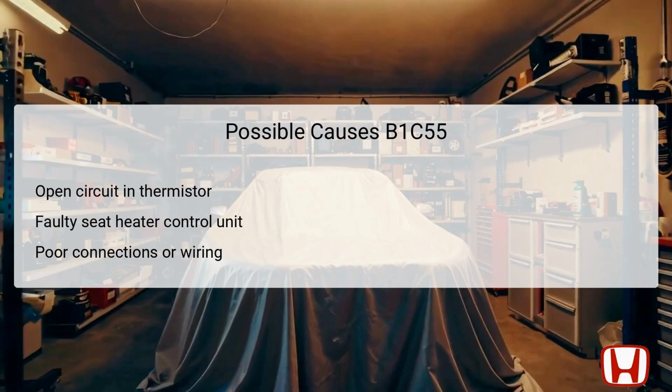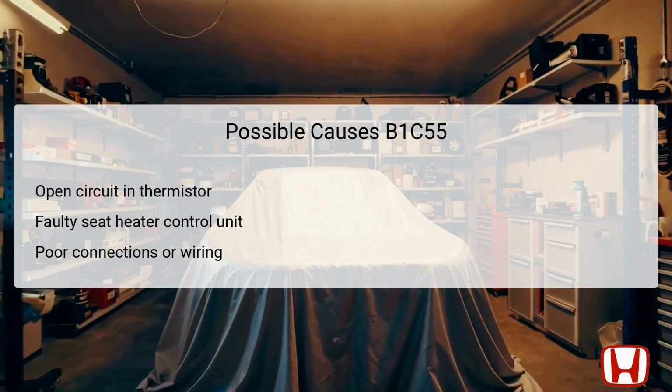Another possibility is a malfunctioning seat heater control unit, which could fail to relay the appropriate signals to activate the heating function. Additionally, poor connections or corrosion within the wiring harness between the thermistor and the control unit can lead to erroneous readings or a complete failure of the system.